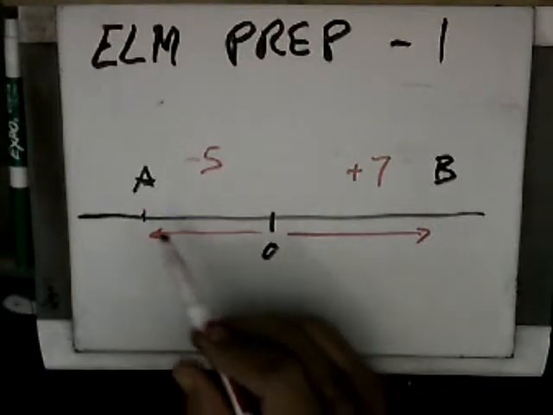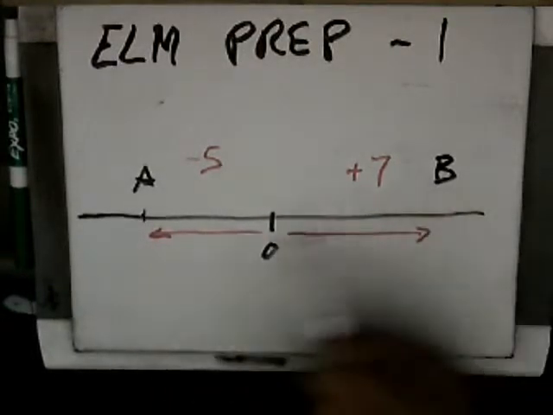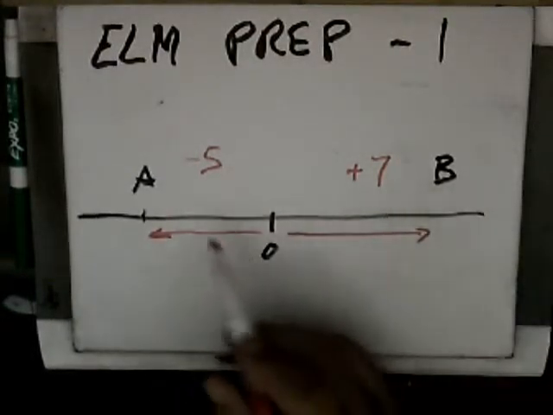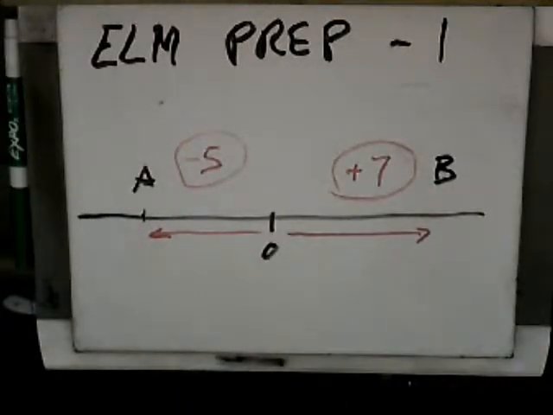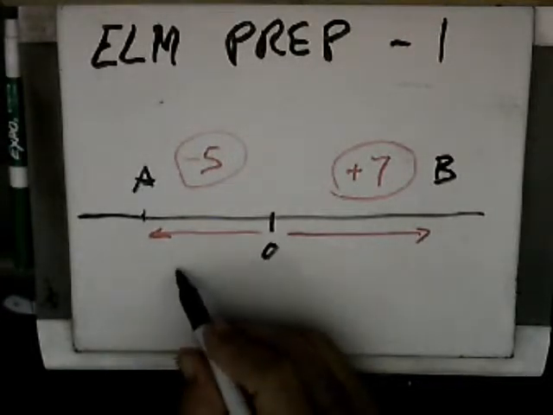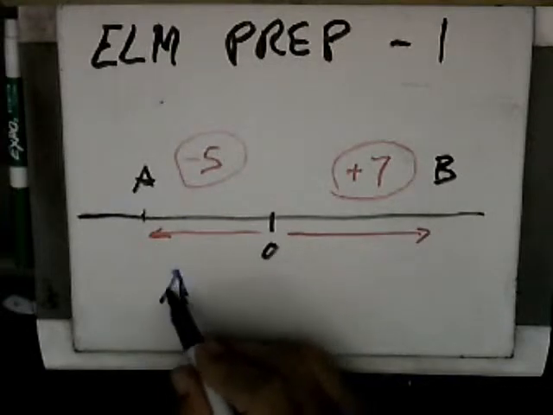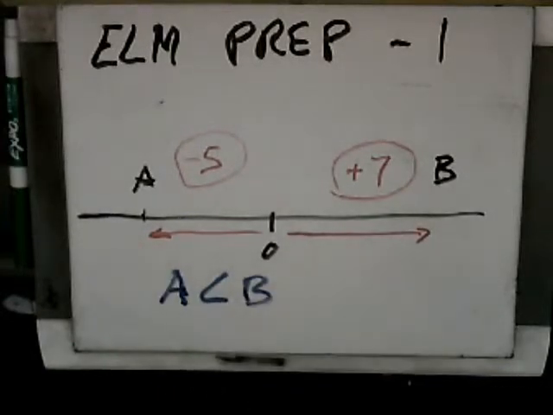So one thing I can say about A and B directly is that A is less than B. We always consider the negative to be smaller than the positive. Any negative number is considered smaller than the positive number. So one thing we could say is A is less than B.